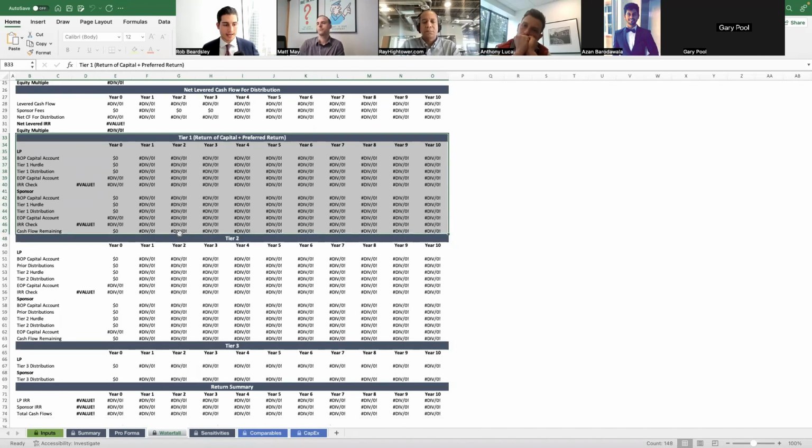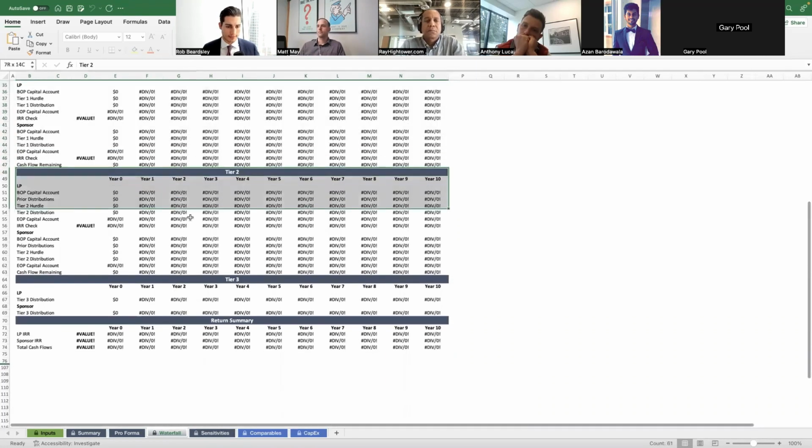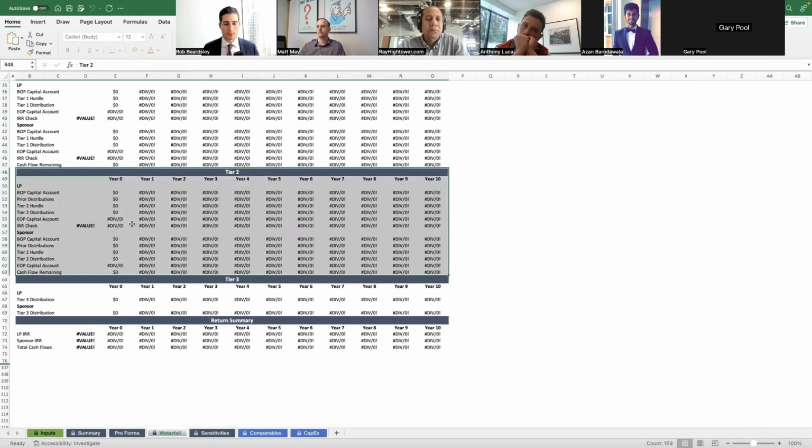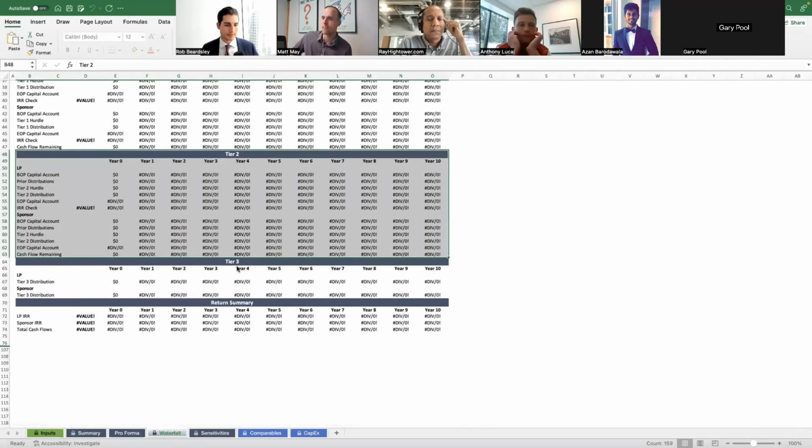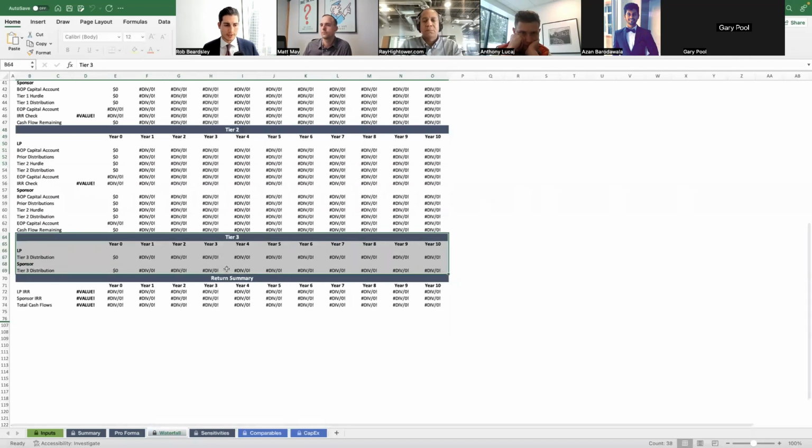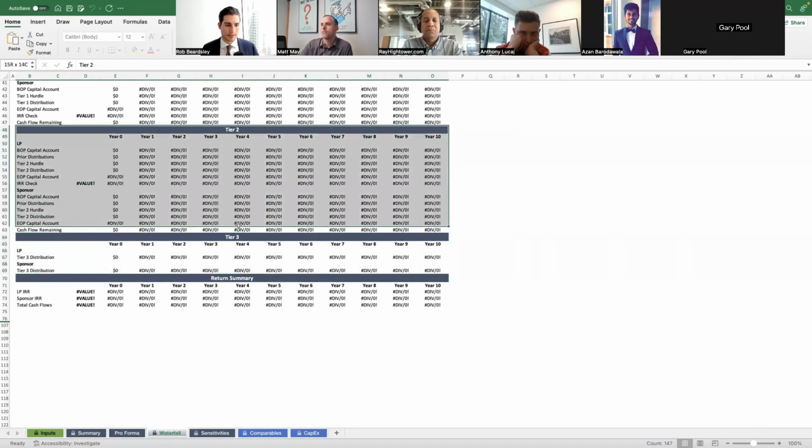And then any remaining distributions are flowed down to tier two, which is where your first promote takes place. So you might have a 70-30 or an 80-20 profit split, or a 20 or 30% promote, and that will be paid out to the sponsor, or calculated to be paid out to the sponsor, in tier two. And then you can have as many tiers as you want, but commonly there's a tier two and maybe a tier three. And in tier three, for example, you could have a 50-50 split or a 60-40 split, and that will take place on any remaining cash flows that didn't get distributed up to a certain IRR hurdle in this tier, right?